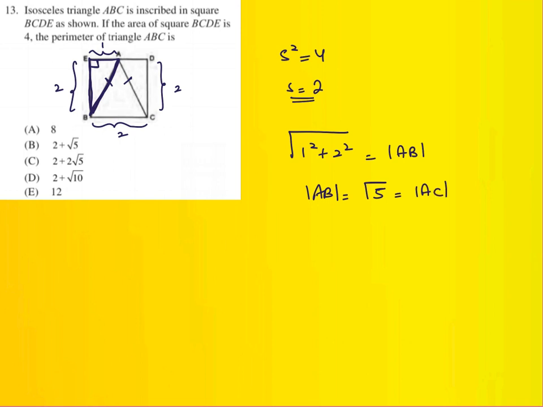Now I have all three sides of the triangle. To find the perimeter, just add these. That's 2 plus root 5 plus root 5. Root 5 plus root 5 is just 2 times root 5. And this is the perimeter of the triangle inscribed in the square. Hence the answer is C.